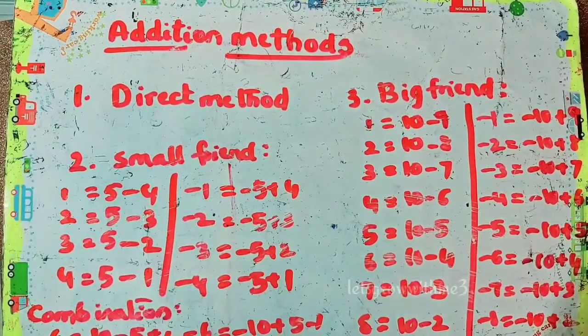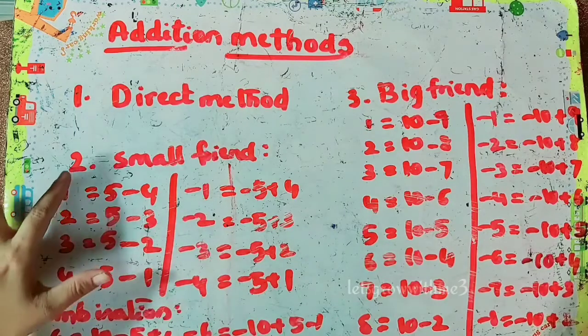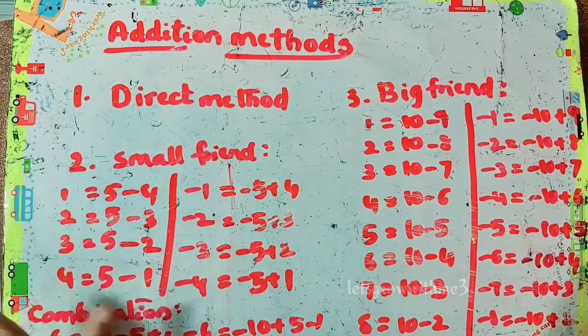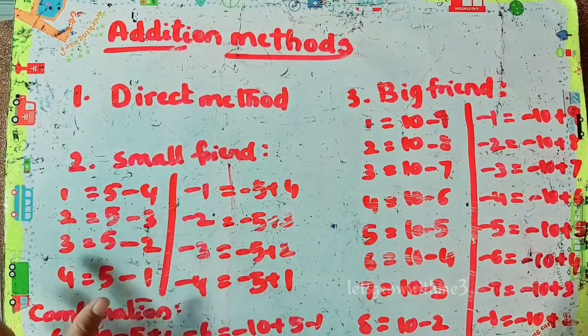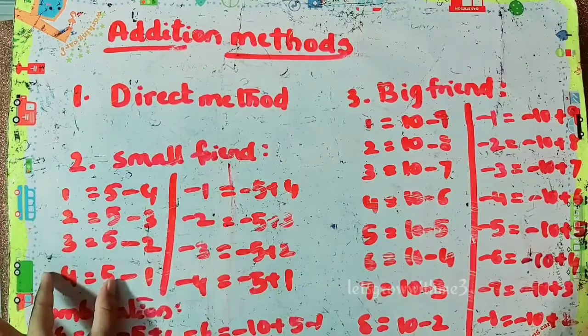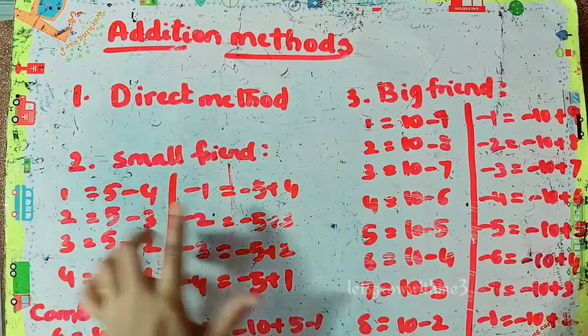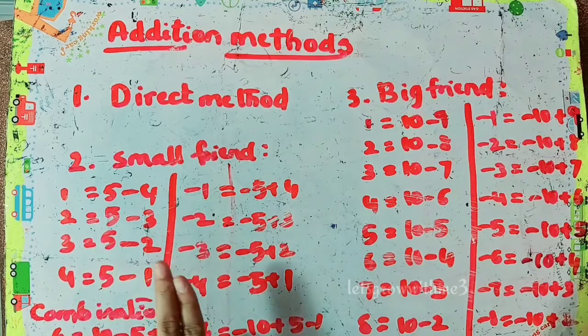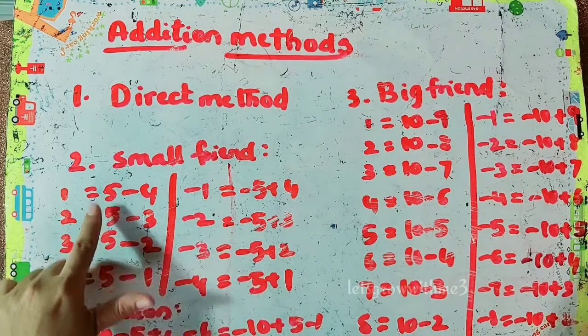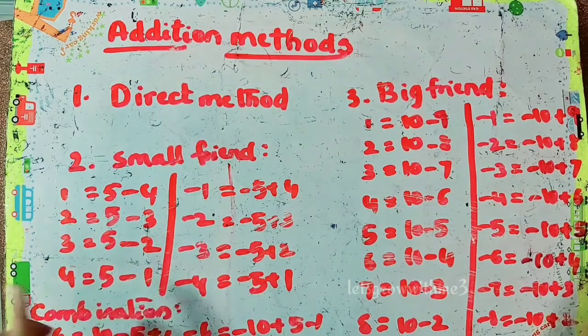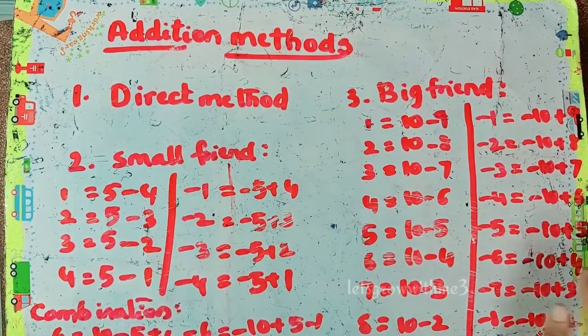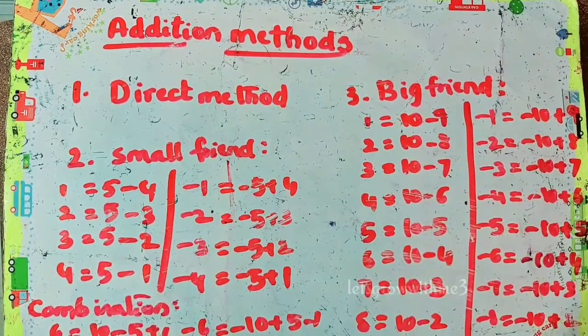So next, what are the different addition methods we have? The first one is the direct method. We don't need to apply any formula. Next we have small friend. In that you have 8 formulas, 4 for positive numbers and 4 for negative numbers. All the formulas are the same, you just need to change the sign of each number. When you can't solve using the direct method, you should go for small friend.